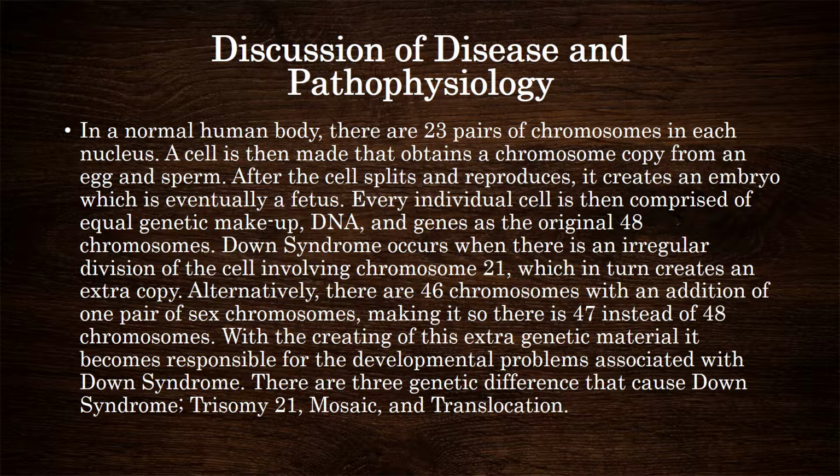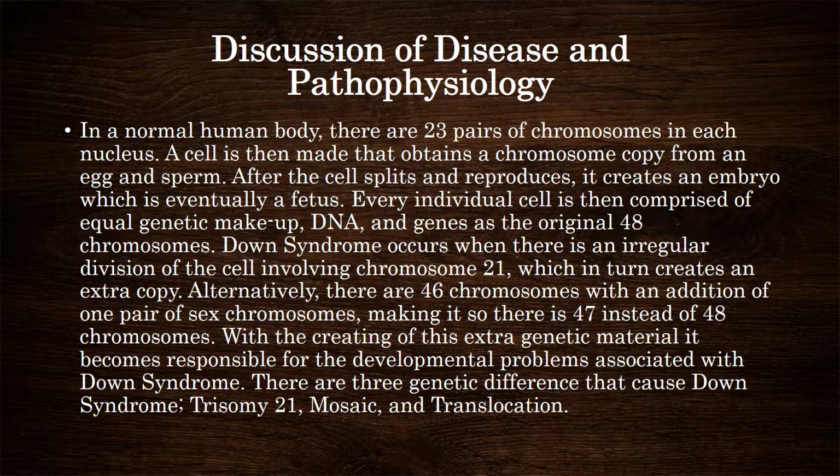Down syndrome occurs when there is an irregular division of the cell involving chromosome 21, which in turn creates an extra copy. Alternatively, there are 46 chromosomes with an addition of 1 extra chromosome, making it so there is 47 instead of 46 chromosomes. With the creation of this extra genetic material, it becomes responsible for the developmental problems associated with Down syndrome. There are 3 genetic differences that cause Down syndrome: trisomy 21, mosaic, and translocation.